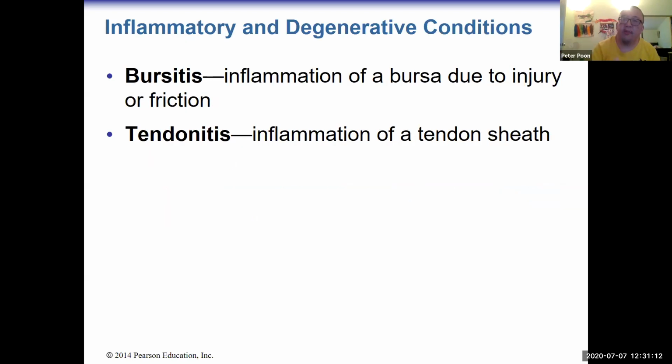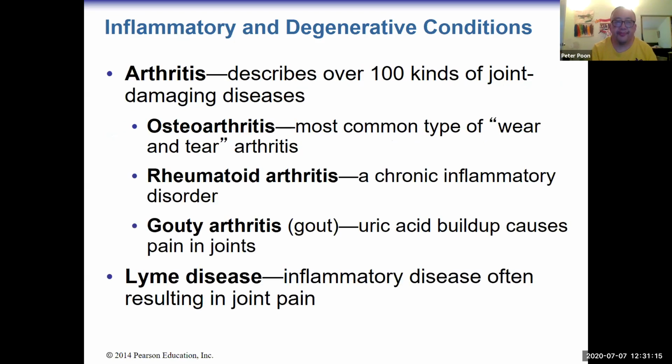Bursitis and tendinitis are inflammation of the bursa or tendon sheath. Arthritis: there are three main types of arthritis: gout, osteoarthritis, and rheumatoid arthritis. Osteoarthritis is wear and tear injury that builds up over time. Usually it occurs in the big weight-bearing joints of the body, your knee for example, your hip, sometimes the shoulder. They wear out.